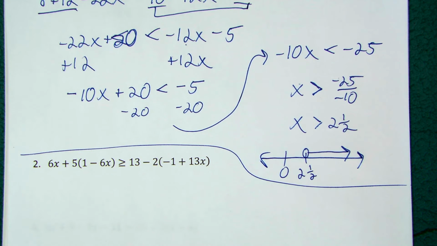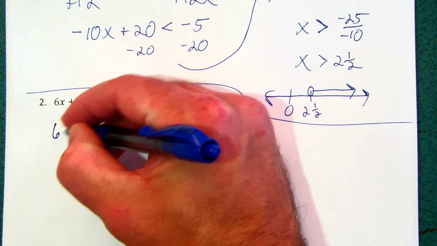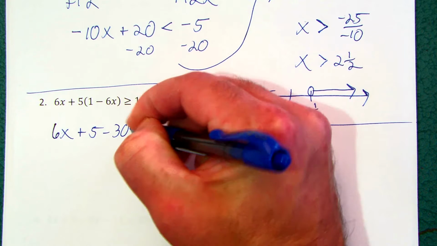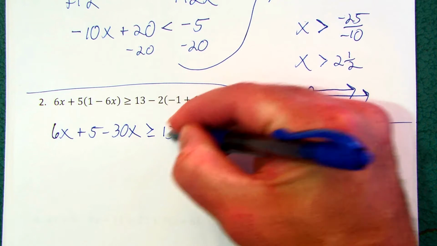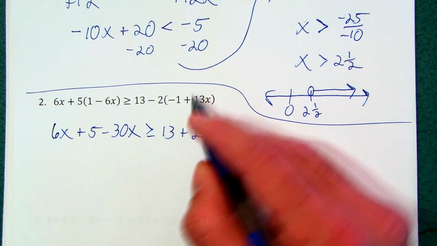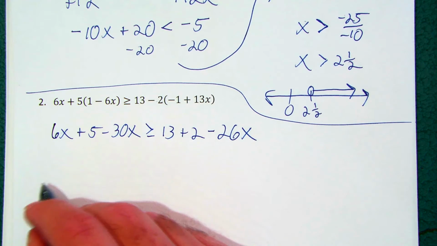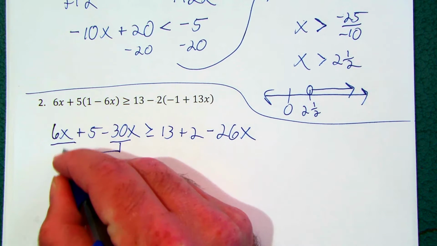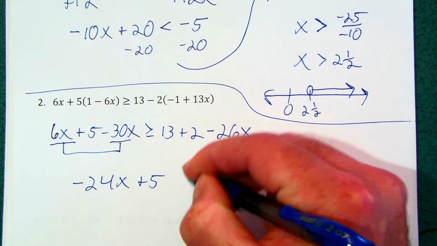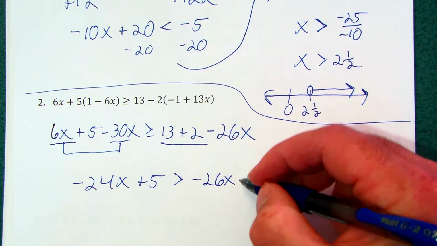All right, so again, next up here, lots of distributive property to get started. First up, that's 6x, that's just hanging out there, plus 5 minus 30x is greater than or equal to 13, plus 2, I did negative 2 times negative 1 gives me positive 2, negative 2 times positive 13 is negative 26. So then my like terms on the left, 6x minus 30x is negative 24x. Plus 5, that's just coming along. I got a negative 26x, 13 plus 2 is 15.